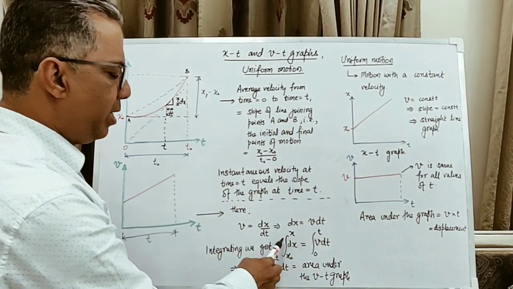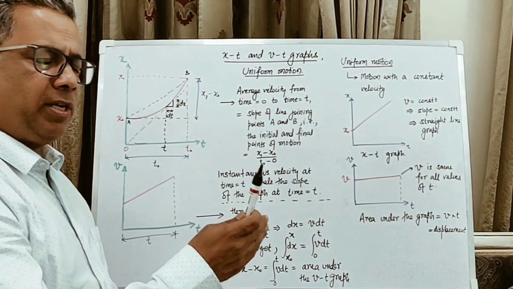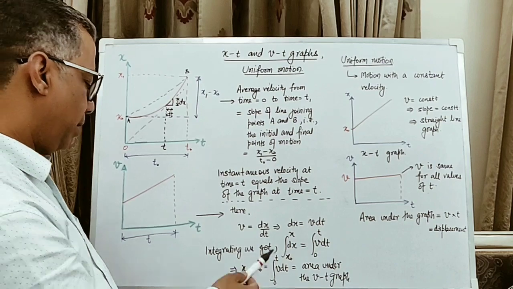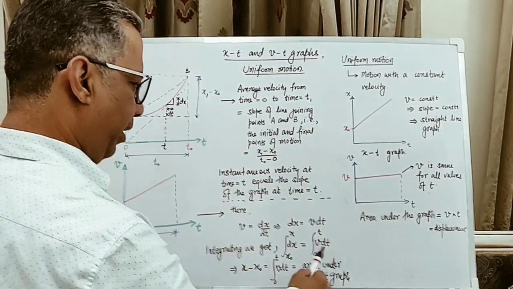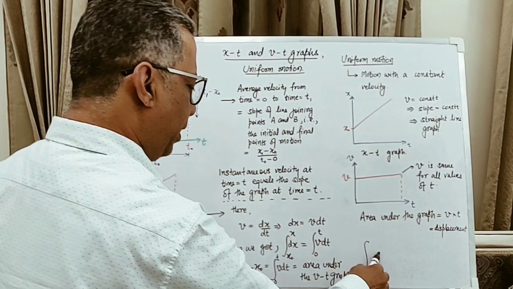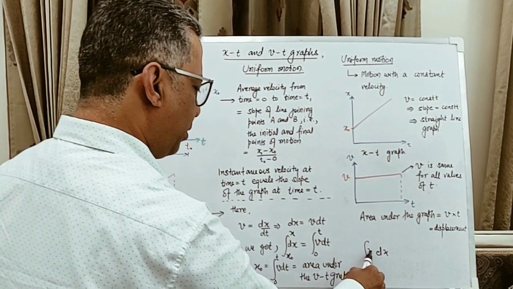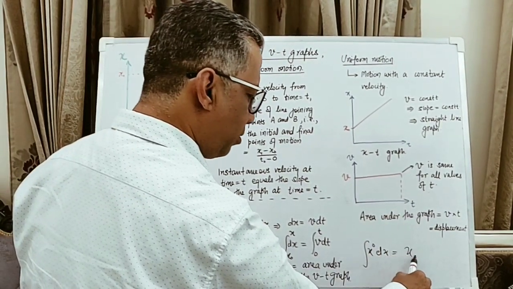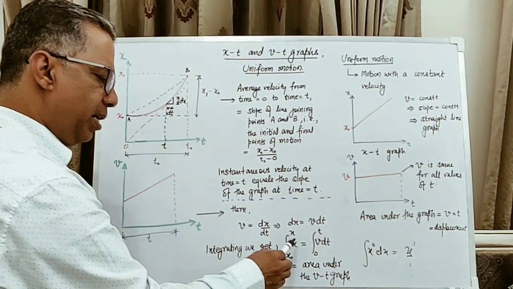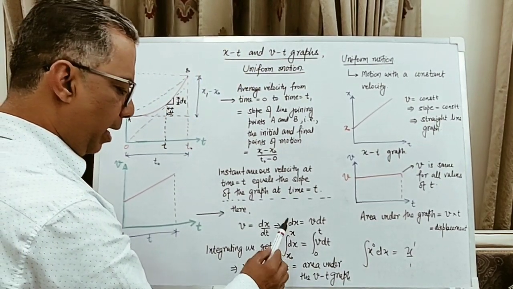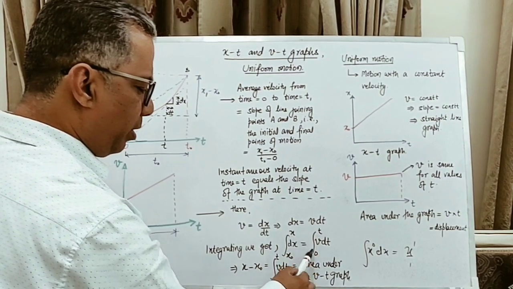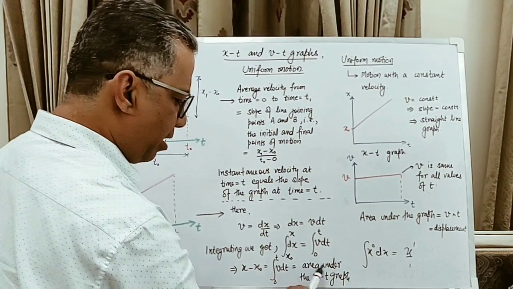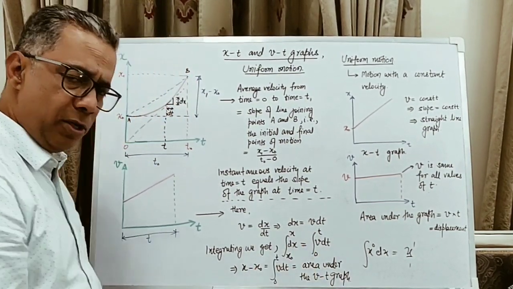Now when you integrate dy you get y, so when you integrate dx you get x. Also you might quite easily recall that dx would be x to the power 0 times dx, and when you integrate you should end up with x to the power 1 by 1. So when you integrate dx, you get x, and when you integrate v dt from 0 to t, you get the area under the vt graph in the interval from time 0 to t.